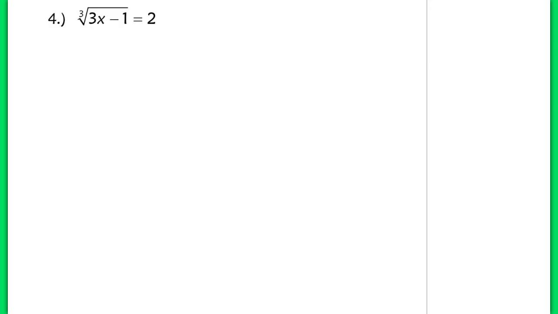All right, in number 4, here we're seeing a cube root instead of a square root. So this problem is going to be a little bit different in terms of the domain and how we solve it. So I want to talk first about the domain. Remember when we simplified things like the cube root of 27 or even the cube root of negative 27, here we would get positive 3, and here we would get negative 3, which means we don't get an imaginary number when we take a cube root of a negative number.